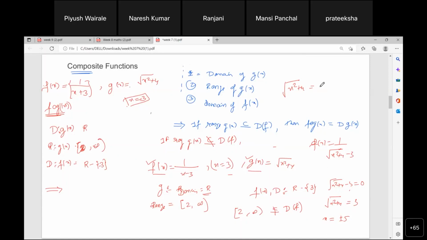Square root of x square plus 4 equals 3, right? So it will be x square plus 4 equals 9. So x square will be 5. So x equals plus or minus root 5. So I have to eliminate this particular root 5 also, right? So range will be minus 3 plus or minus root of 5. So this is not defined for this function graph. Okay.